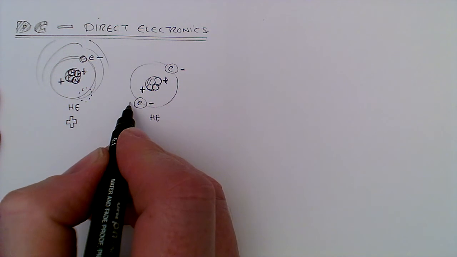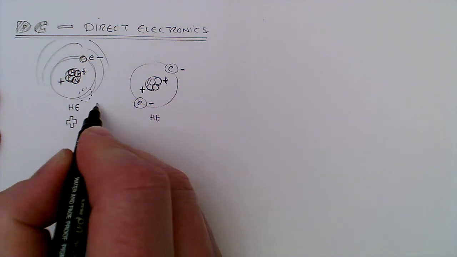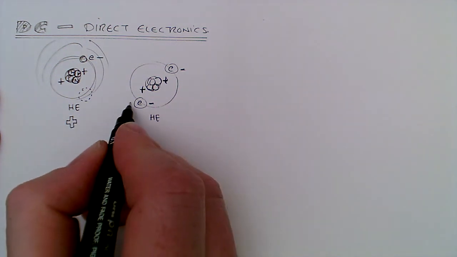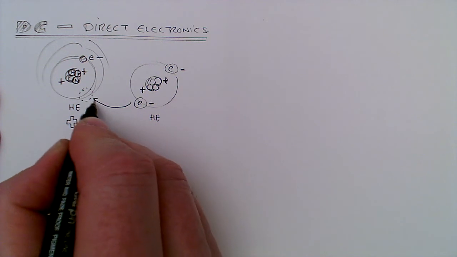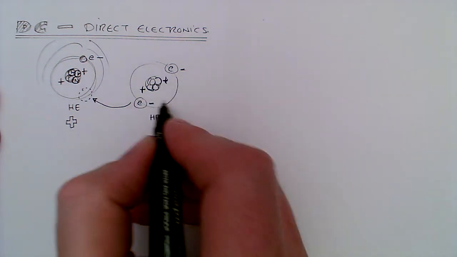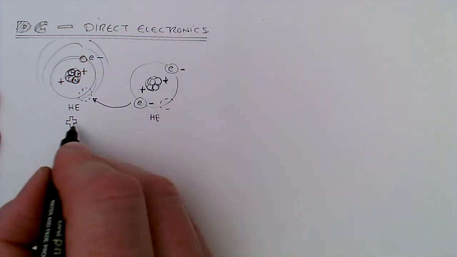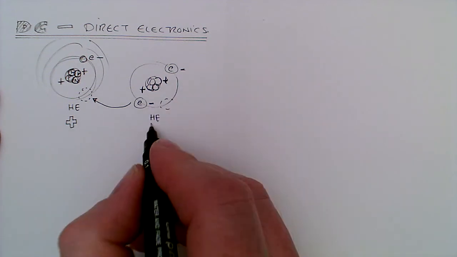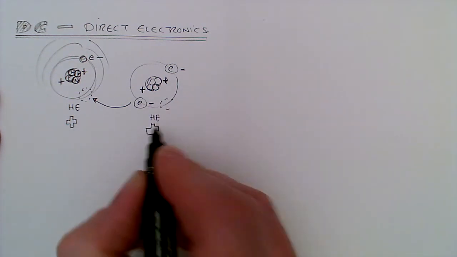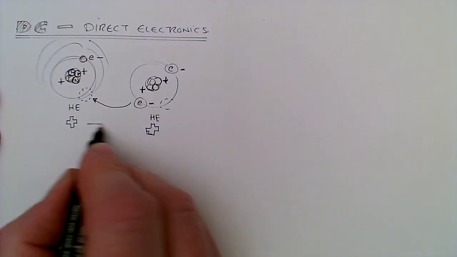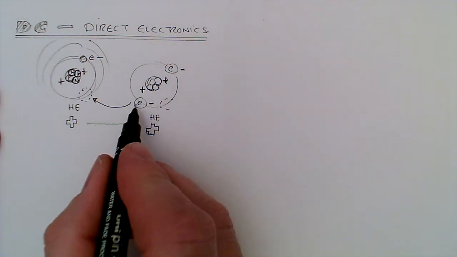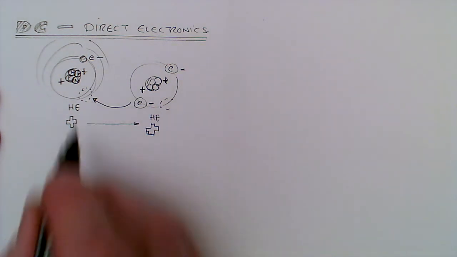This electron could fill this hole. And if that happened, if that moved from there to there, you would end up with a hole here, which means that this would now be positively charged. So the positive charge has moved in that direction, and the electron has moved in that direction.